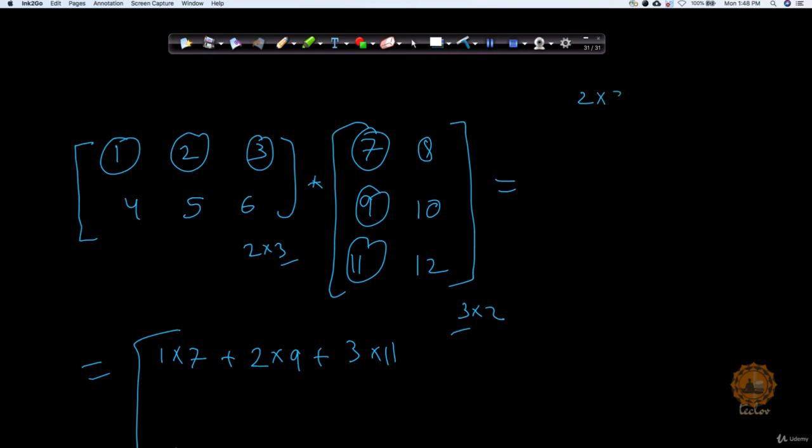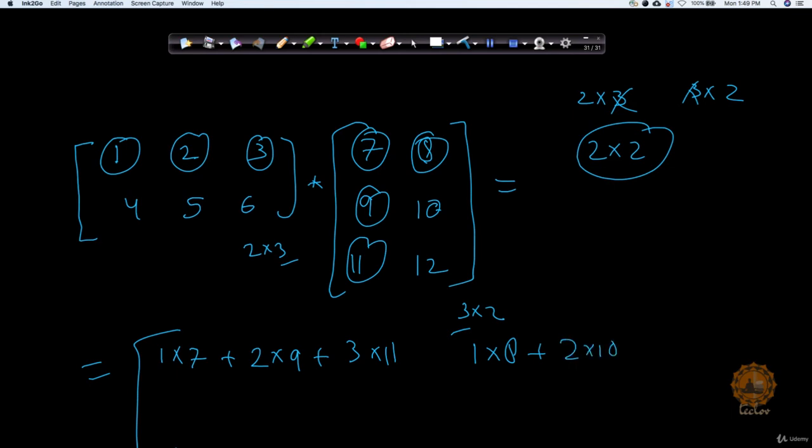Similarly, if I have to get this part, since it was a 2 cross 3 and 3 cross 2 dimension, you're going to get the output in 2 cross 2 dimension. So what will be this term now? I would say 1 into 8, plus 2 into 10, plus 3 into 12.